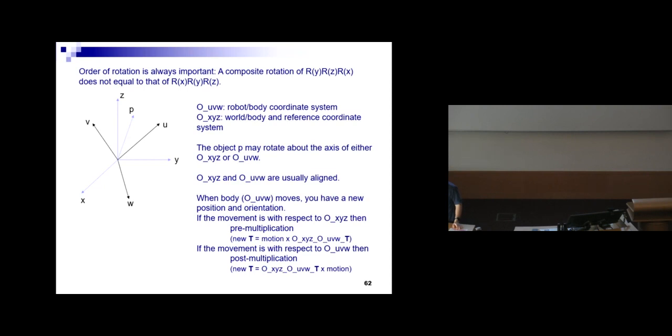Okay. And then if the movement is actually with respect to O, u, v, w, so this is the robot frame, you will have to do a post-multiplication. Meaning that your motion, your rotation motion, and all those things will actually happen after the transform. So you have to remember these two rules for your exercise.